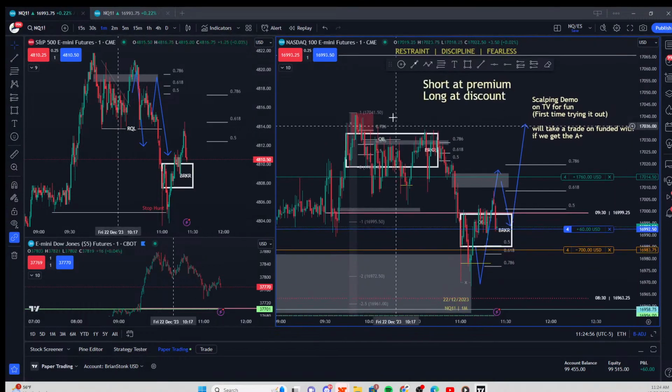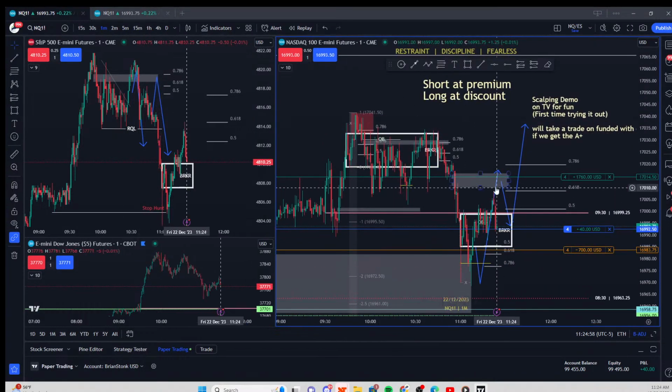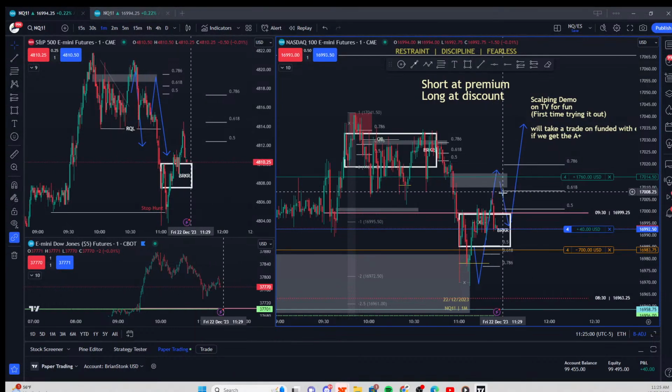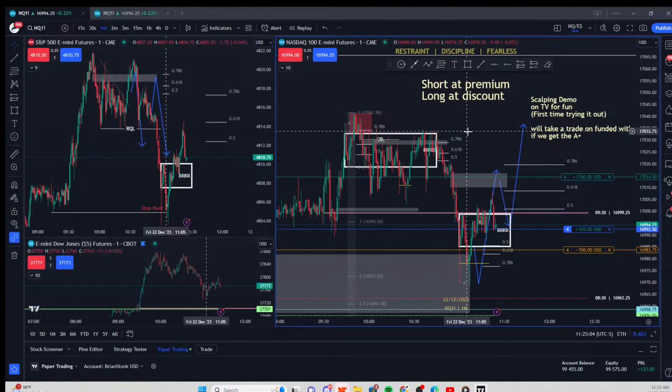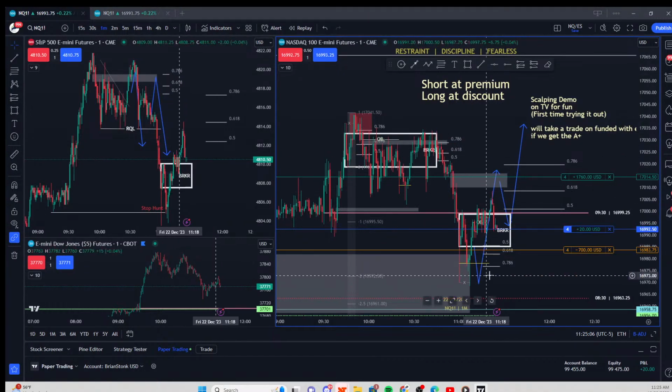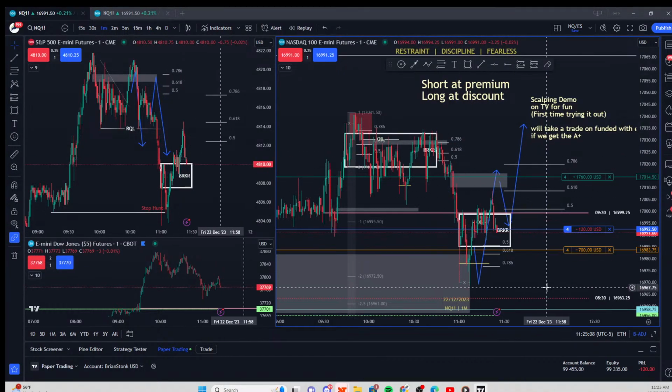But yeah, if you look from swing high here, swing low here, we already hit the premium. That's where you'll be looking for trims, because we're running, like I said, from discount to premium to discount.